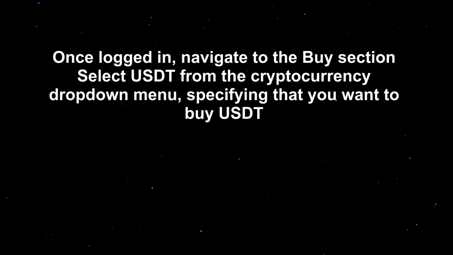Once logged in, navigate to the Buy section, select USDT from the cryptocurrency drop-down menu, specifying that you want to buy USDT. Next, select PayPal as your payment method. This will filter available offers from sellers who accept PayPal.